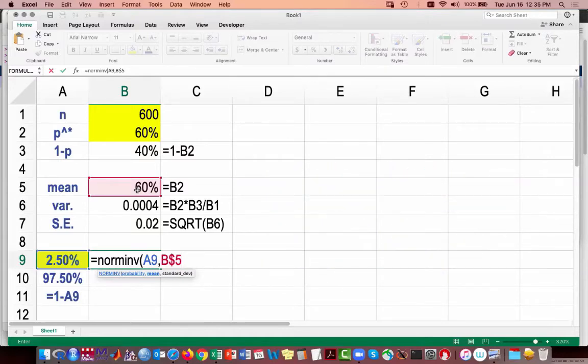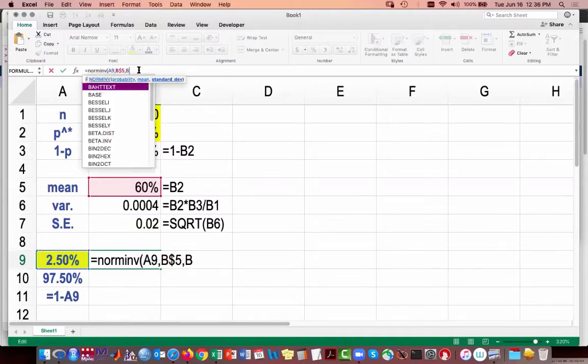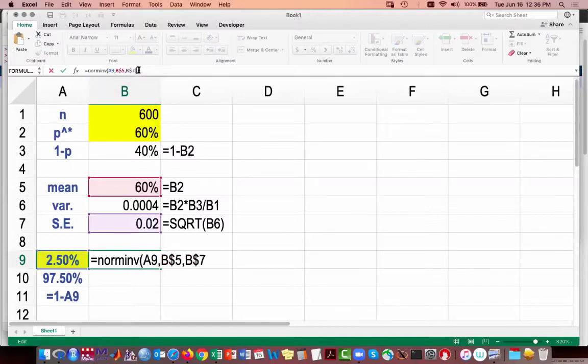Exactly right. This is always going to go back to row 5. So if I copy this into the cell below, A9 is going to change, and it's going to say, oh, I'm now in this row, so I should look in A10. But the 5 will always remain fixed. And I'm going to do the same thing for $7 to get my standard deviation.